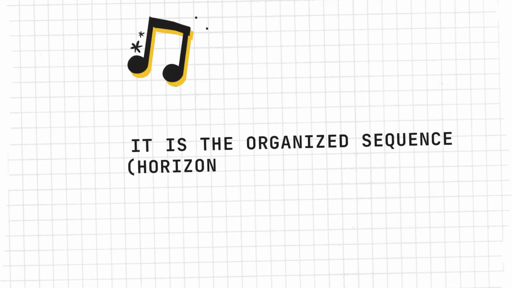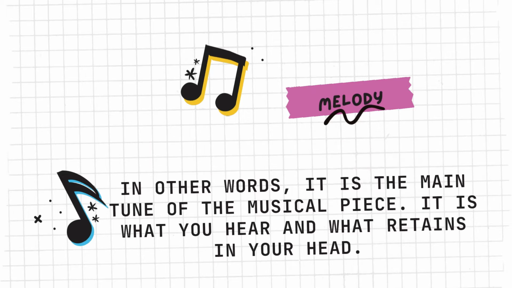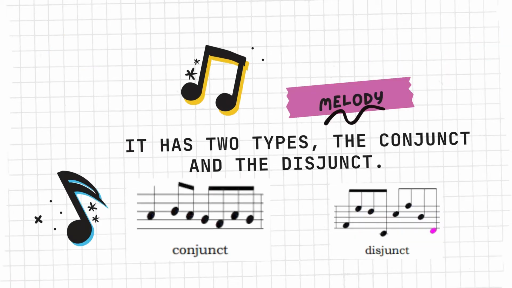Next element of music is the most obvious among all the musical elements, the melody. It is the organized horizontal sequence of single notes. In other words, it is the main tune of the musical piece. It is what you hear and what retains in your head. Melody has two types, the conjunct and the disjunct. The more singable and playable type is the conjunct. The melody is easy to sing because the notes have no skips or leaps.